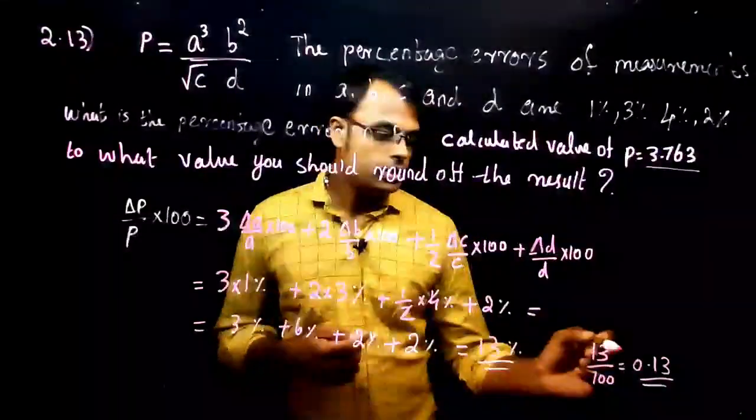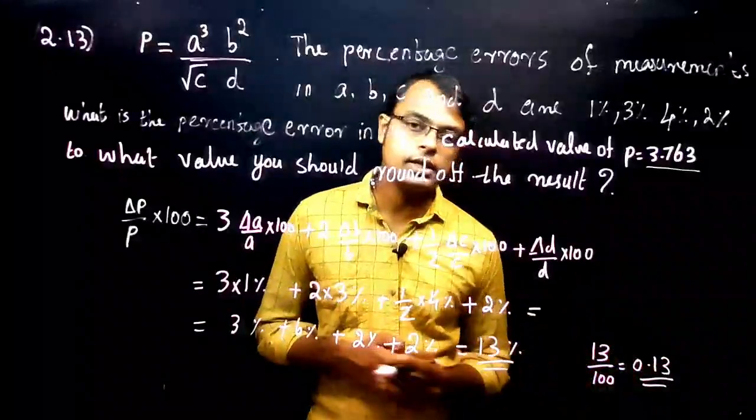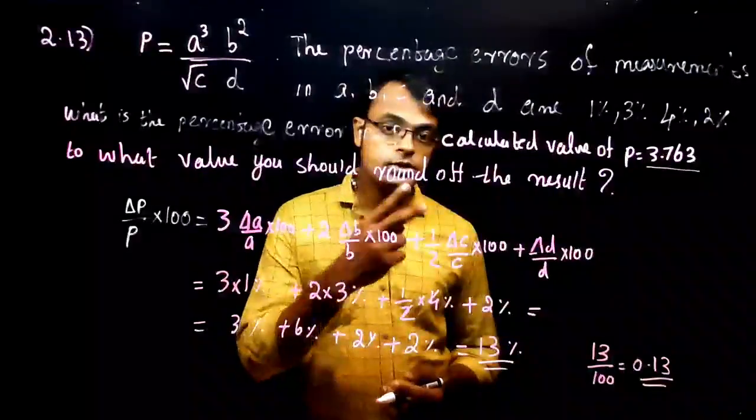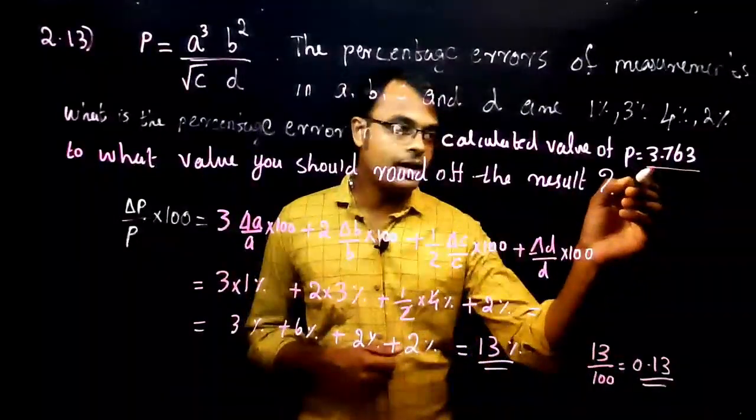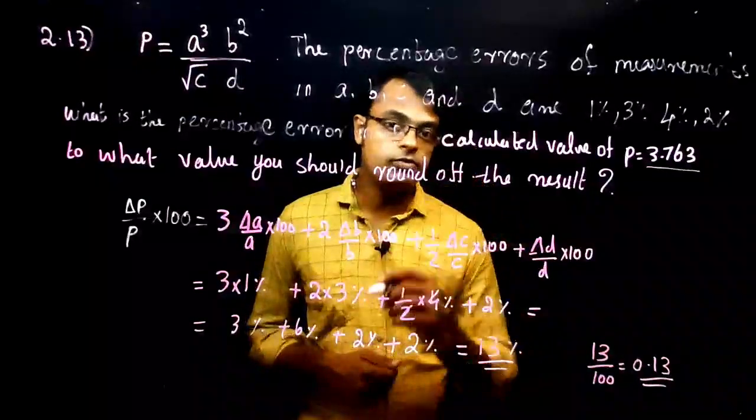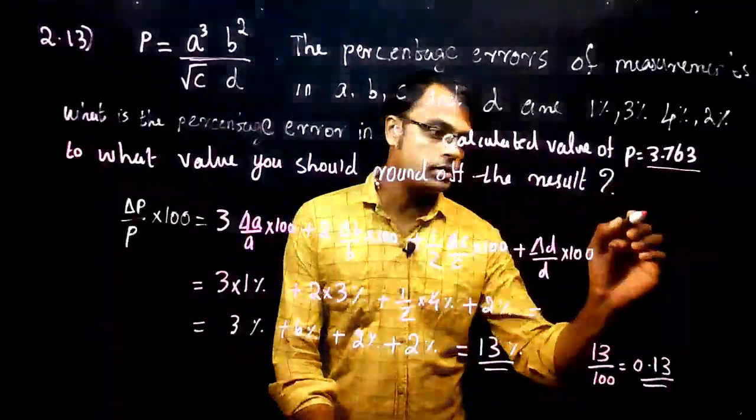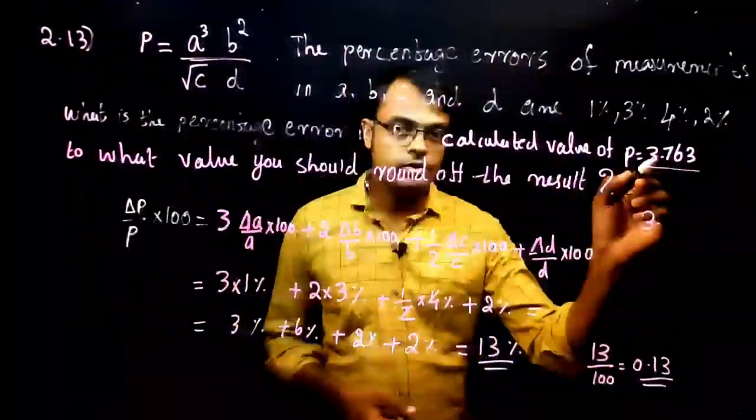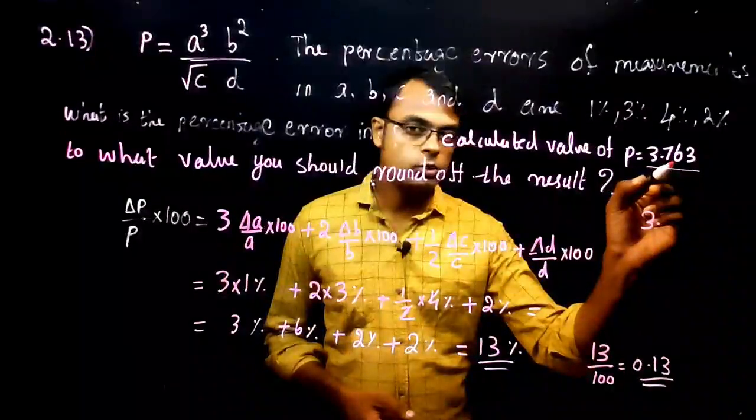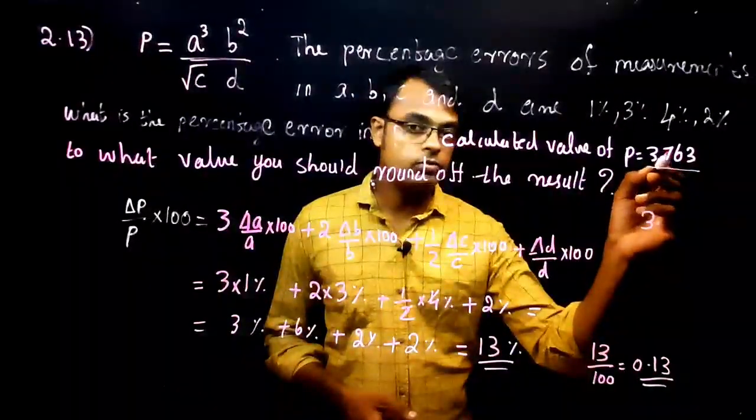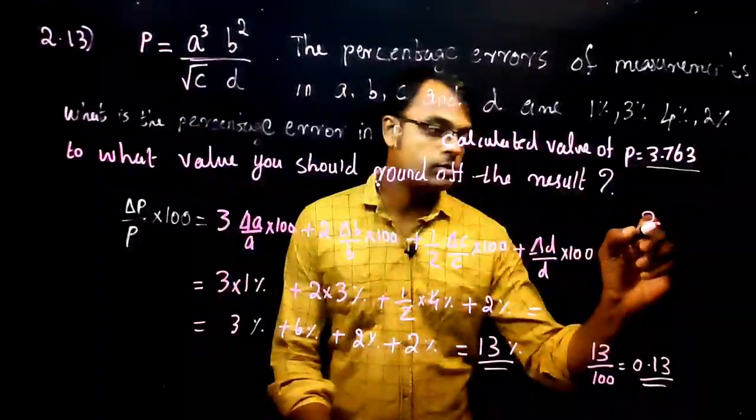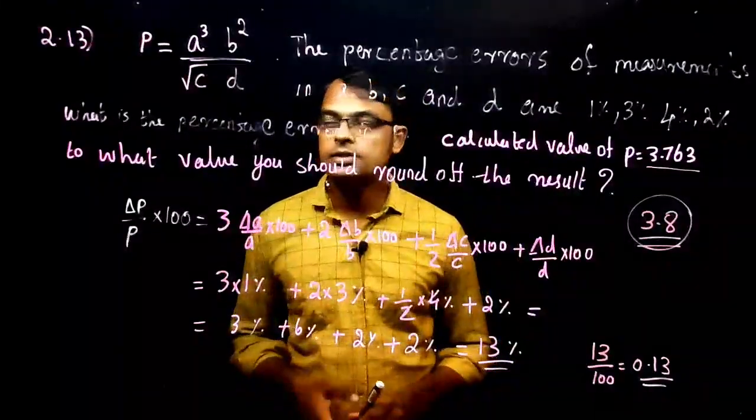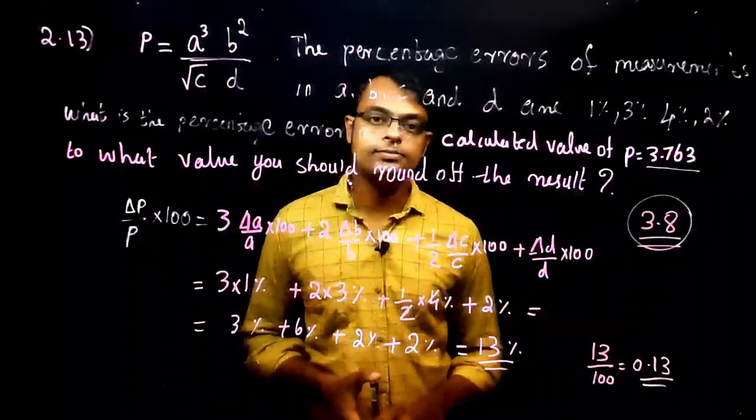So rounding off means what? You can see the relative error here is 0.13. 0.13 means how many significant figures are here? Only 2 significant figures. That means in your answer, there should be only 2 significant figures. So if you write 2 significant figures here, you can write 3 point, one more digit will come. Can we write 7 here? No. The dropping digit is 6, more than 5. So you can add 1 to the preceding number. So the answer becomes 3.8. Right? So this is the exercise question 2.13.